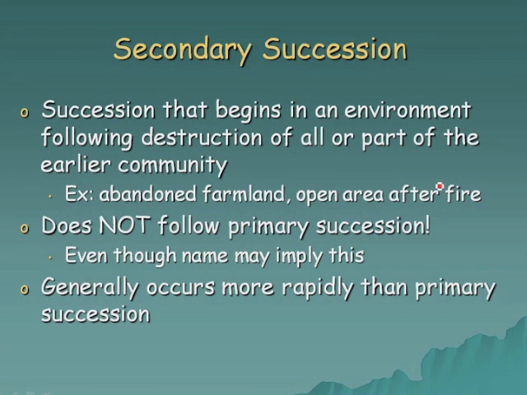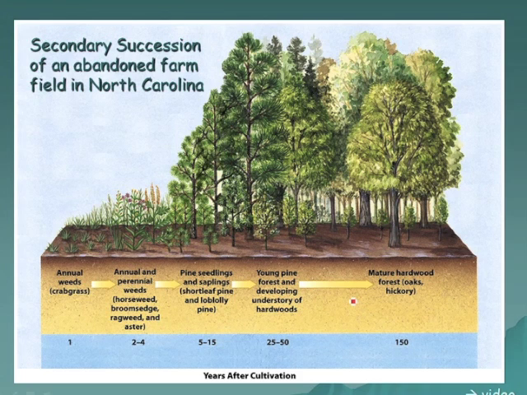Okay, secondary succession is succession that begins after a place is disturbed. So this would be after a fire or a farmland that's abandoned. There is soil present. This doesn't necessarily follow primary succession. It's not like you get primary and then secondary. Secondary just means it's after a habitat has been disturbed. It usually occurs more rapidly than primary succession because there's soil, and soil takes a really long time to form.